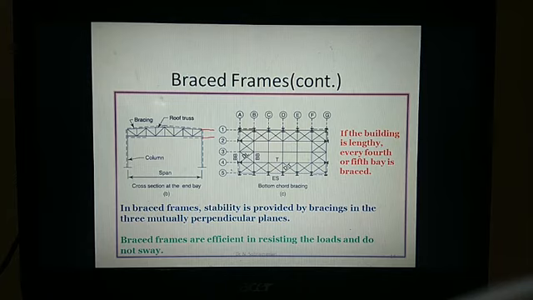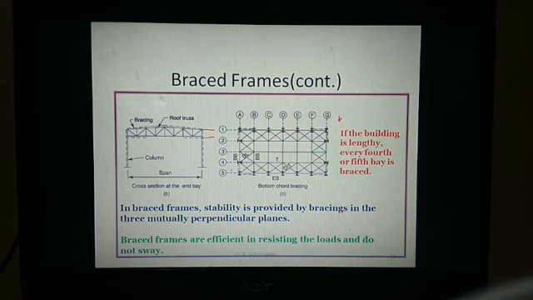provided. And here is one important point people should remember: if the building is lengthy, right, every fourth or fifth bay is supposed to be braced. So you can see how the fourth or fifth bay is supposed to be braced.